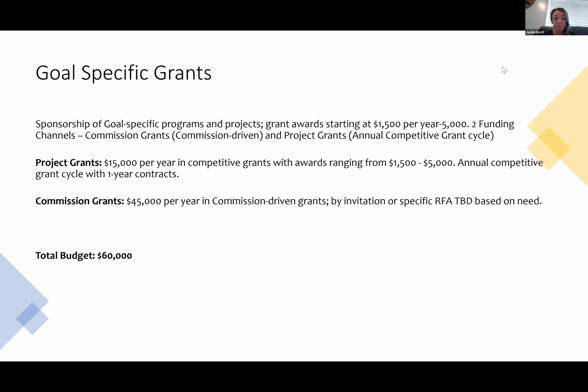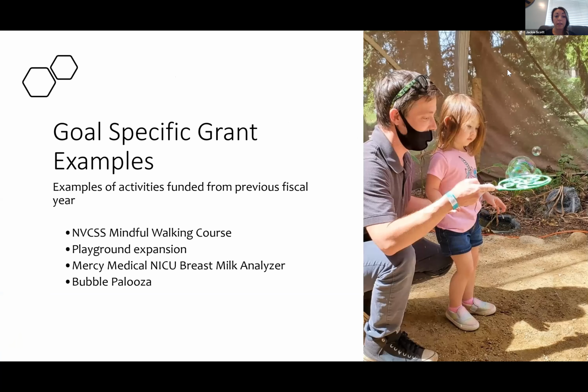Then we have something called commission grants, which aren't advertised. You won't see this go out on MailChimp or typically on our social media. Those are really commission driven and by specific invitation or a specific RFA based on the needs in our community. So we set out the table for a lot of different collaboratives. We really learn about the needs within the community and how we can best use those funds. And I'm going to give you some examples on the next slide of what that could look like.